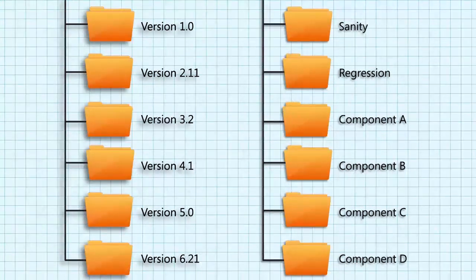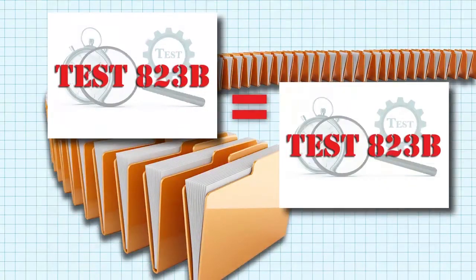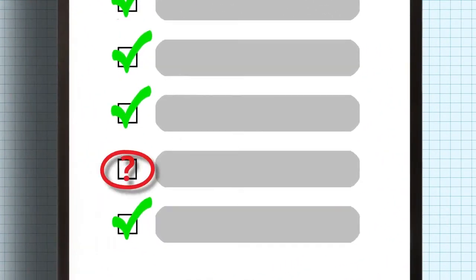Remember that simple folder tree? Not so simple anymore. The result is wasted time searching for tests, or creating duplicate tests, or testers simply forgetting to run particular tests because the complete collection isn't easy to find.